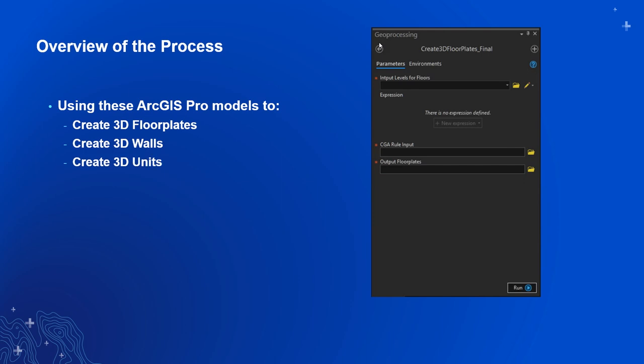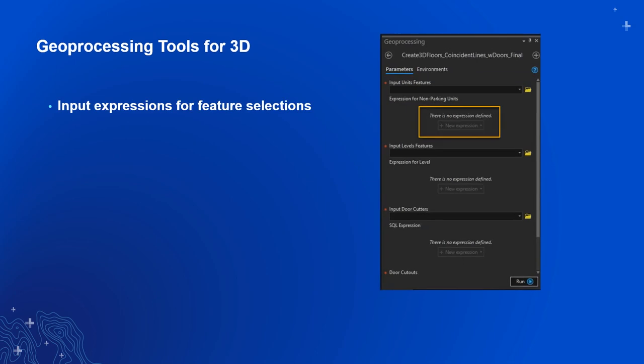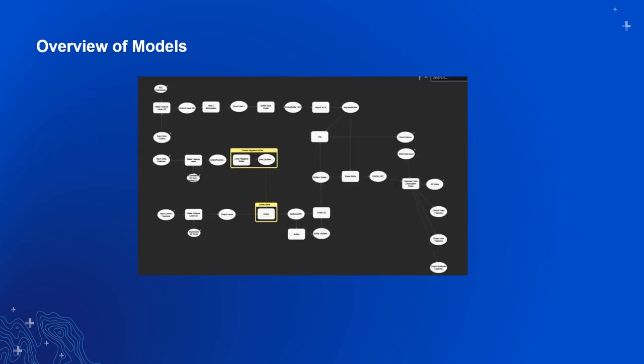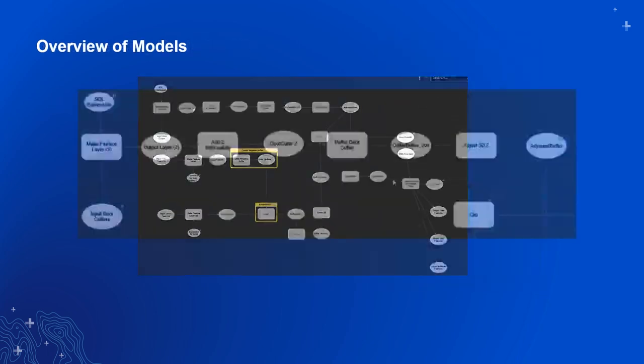You can create the 3D floor plates where the units and the walls are going to sit, the actual walls themselves, the 3D units, and 3D doors, right? So I'm going to go through this kind of quickly. One quick thing I wanted to show is that you can use some expressions if you only want to do 3D units for a particular kind of unit, like conference rooms or actual offices, and exclude, say, bathrooms for whatever reason. The model looks like this.